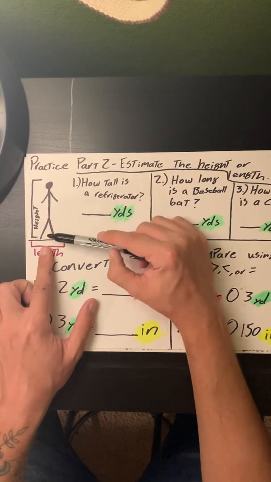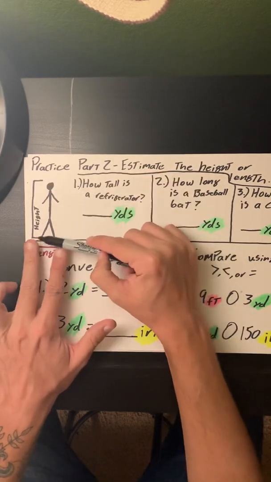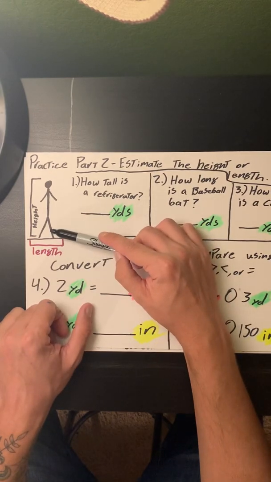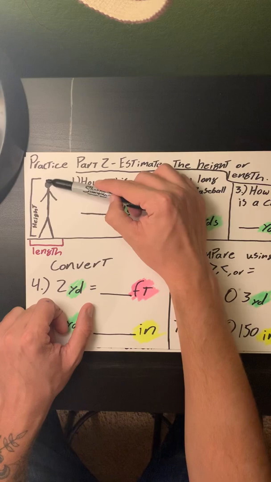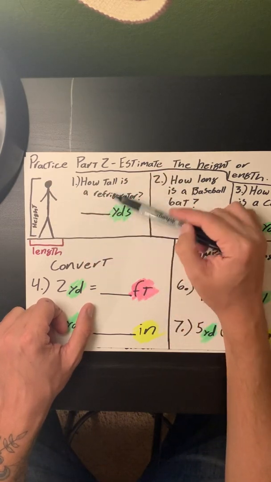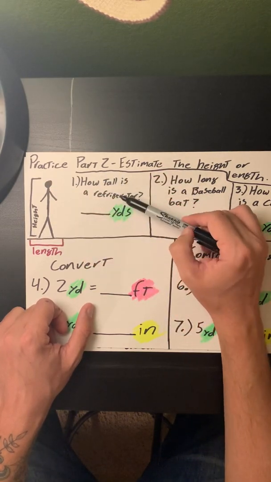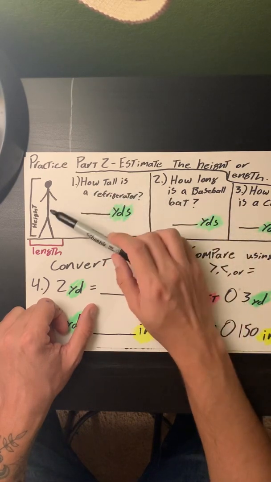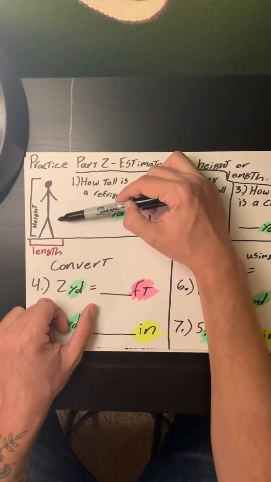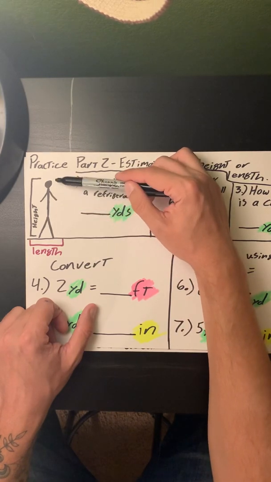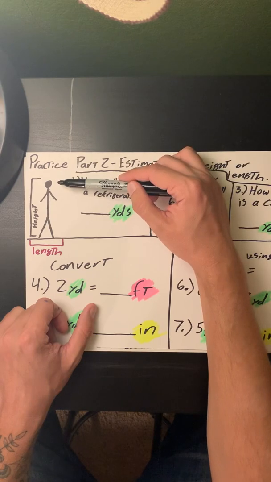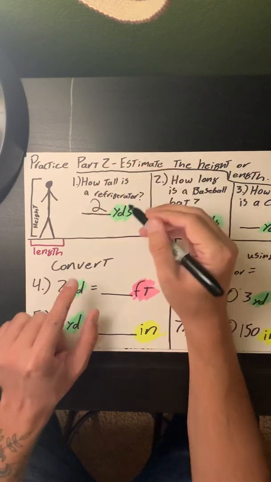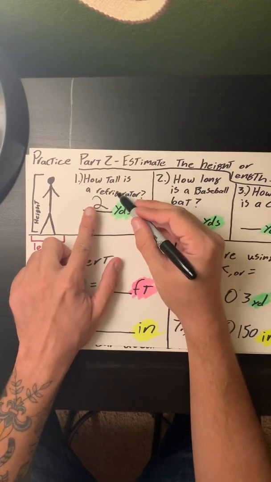So I remember, height is how tall an object is, length is how long an object is. So if I compare to this stick figure here, height, how tall, length, how long. If I was to measure a refrigerator, I'd say a refrigerator is about the height of Mr. Chambers. Mr. Chambers is just under 6 feet, so he's almost 2 yards. So about 2 yards tall is your refrigerator.